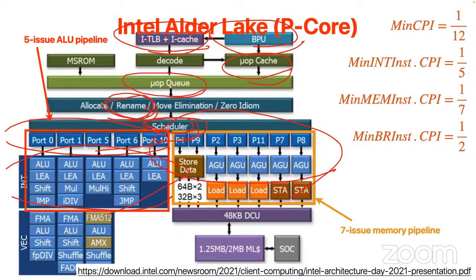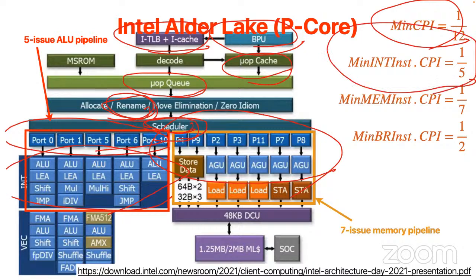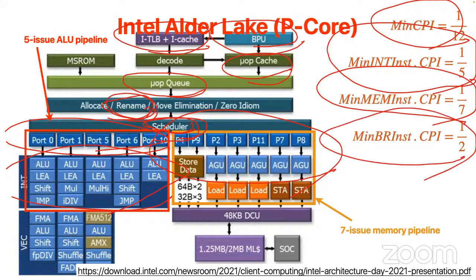And if you can issue 12 instructions every cycle, then you have a CPI of 1/12. But you know it's not possible, right? For integer instructions, if I only have integer instructions, then my CPI will be 1/5 in the most optimal case. And if it's all memory instructions, it will be 1/7 in the most optimal case. And if it's branch instructions, it will be 2.